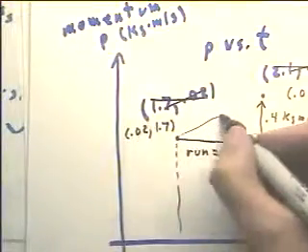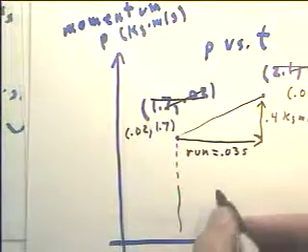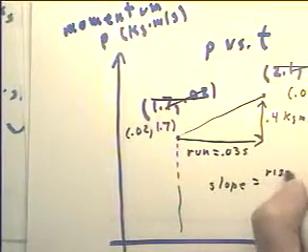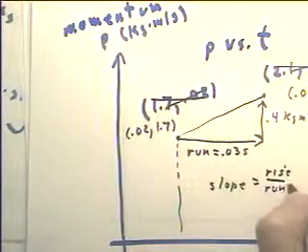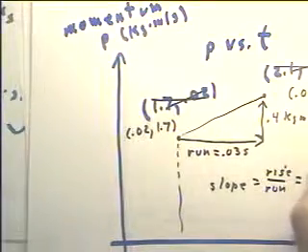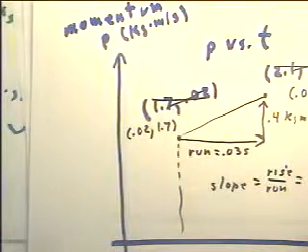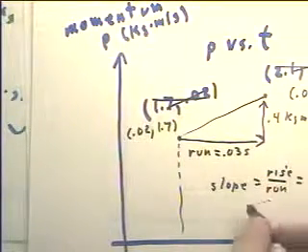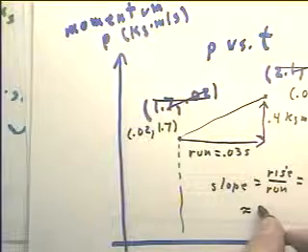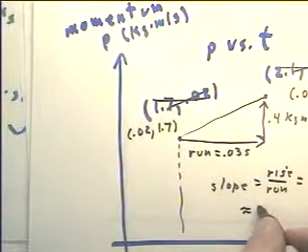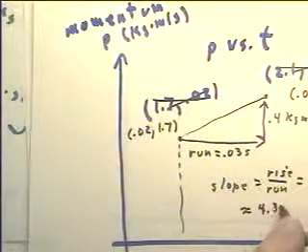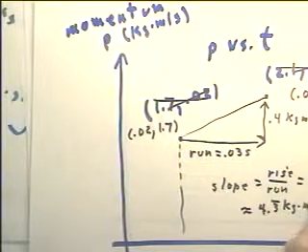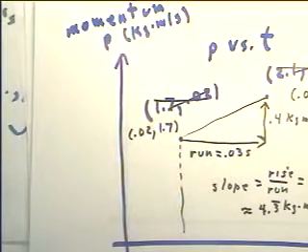So what is the slope of this graph? Well, the slope is the rise divided by the run, which is 0.4 kilogram meters per second divided by 0.03 seconds, and that's approximately 4.3 repeating kilogram meters per second squared.